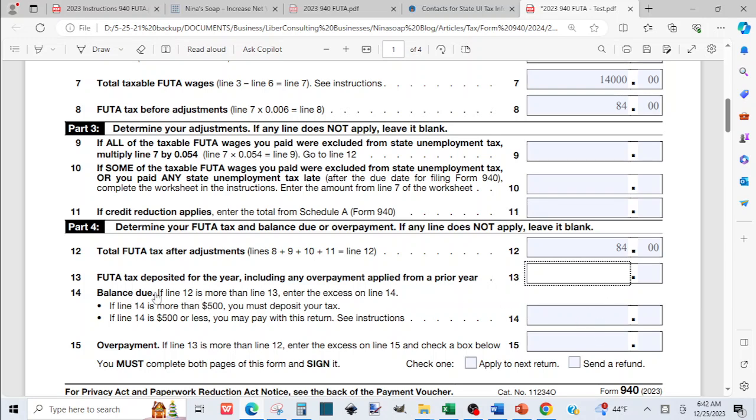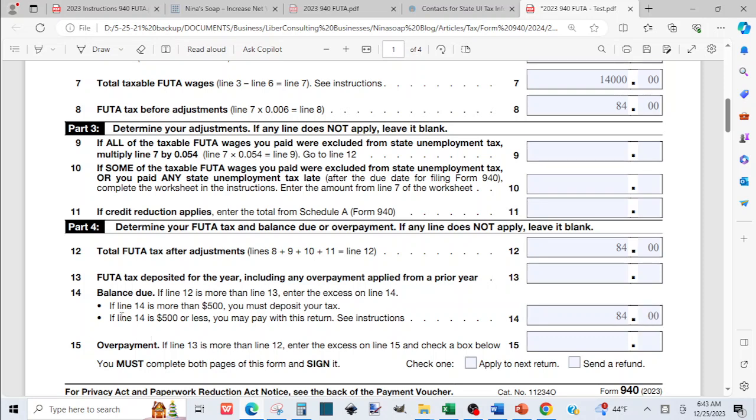So line 14, balance due. If line 12 is more than line 13, put the excess on line 14. So pretty much line 14 is the difference between line 12 and 13. But if the FUTA tax is less than the amount deposited, then IRS owes you money, and you'll put it on the overpayment line, which is line 15. In this example though, line 12 is more than line 13. Therefore, 84 minus 0 is 84. We are going to add 84 on line 14, the balance due line.